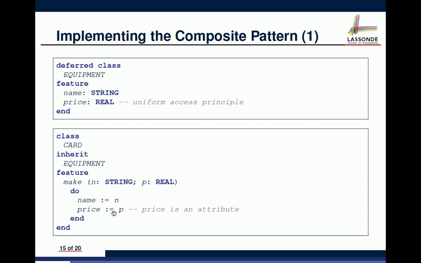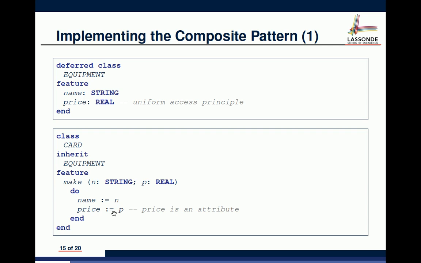What about composite? That's where the complication comes in. Can the price for a composite equipment be an attribute? Presumably yes, but it's kind of hard to keep track of, which means every time you add a new thing into the composite, you want to update the price. It'd be maybe easier to calculate on demand as a query.